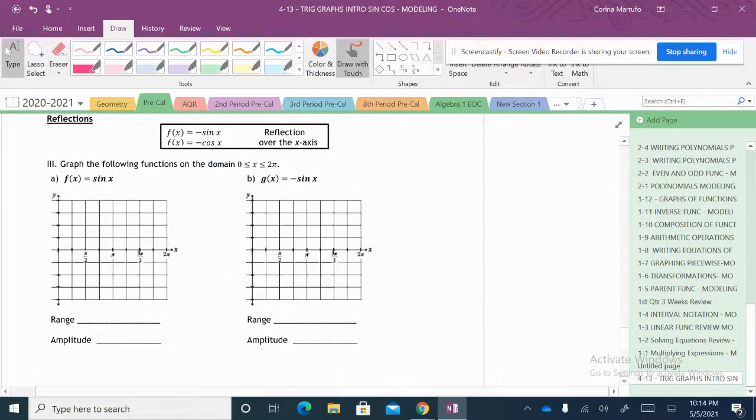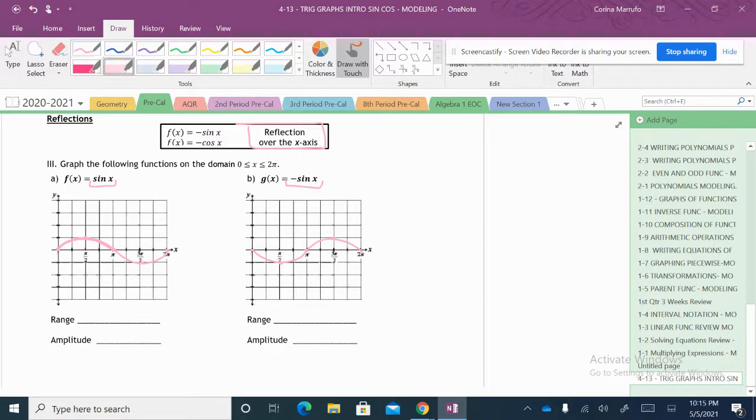The last section are reflections, so negative sine of x. So if I take sine of x, here's my original sine function. It looks like this. An arc up here, an arc down there. And so we take that and we multiply it times a negative. Okay? So what that says is all we got to do is reflect it across the x-axis. So instead of this arc being up here, it's going to be down here. And then instead of this arc being at the bottom, it's going to be at the top.